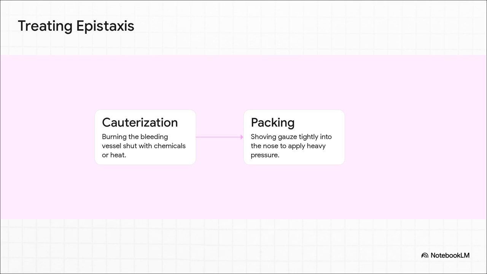The first is cauterization. This literally means the doctor takes a chemical applicator like a silver nitrate stick or an electrocautery tool and physically burns the bleeding blood vessel shut. The second method is packing. This involves taking strips of gauze or special nasal tampons and shoving them tightly into the nasal cavity to apply direct, heavy pressure right against that bleeding wall.